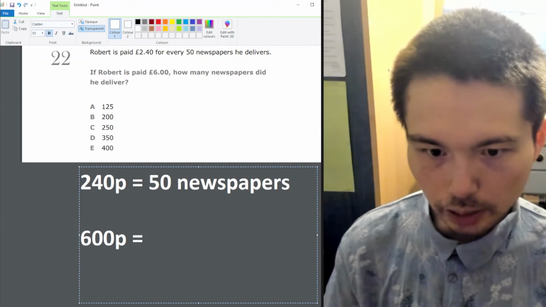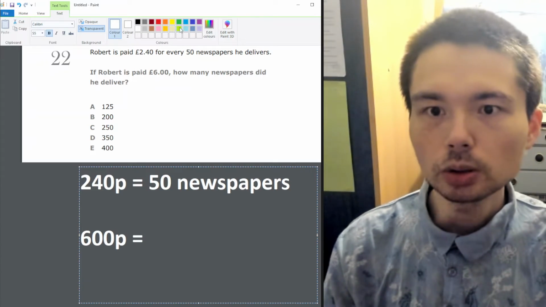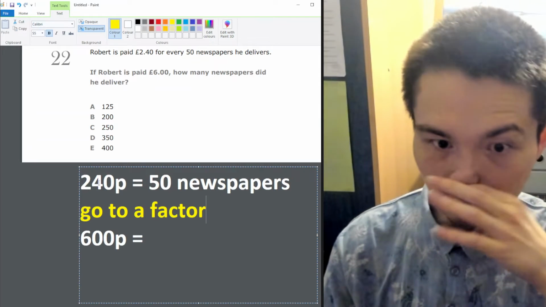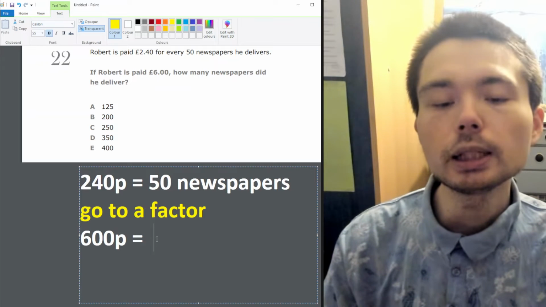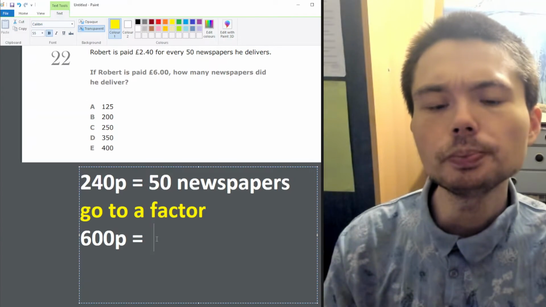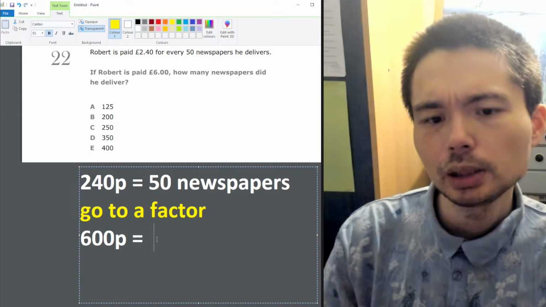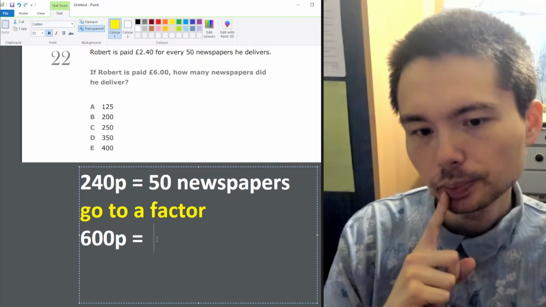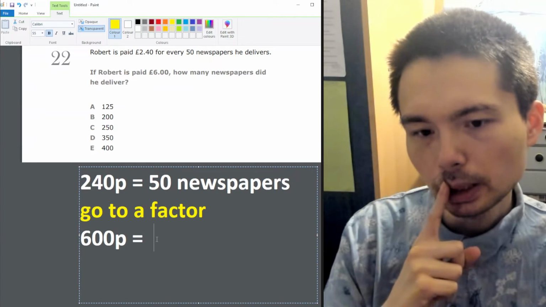Okay, well, so what, William? So what? Well, I say this to other people: you want to go to a factor. So if we look at 240 and 600, what's the highest common factor they share? Now, that might be a bit difficult. Should I go to just another factor, like 10 or 20? Yeah, let's go for 20, because that might be okay. Maybe bigger.